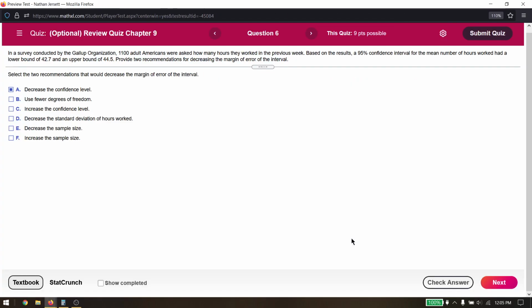Okay, so the question was, we want to decrease the margin of error, not increase. So using fewer degrees of freedom will increase t, which will increase the size of the margin of error. So we do not want to use fewer. We want actually more degrees of freedom. In other words, a bigger sample size. Okay, increase the confidence level. That's the opposite of decrease, so no.